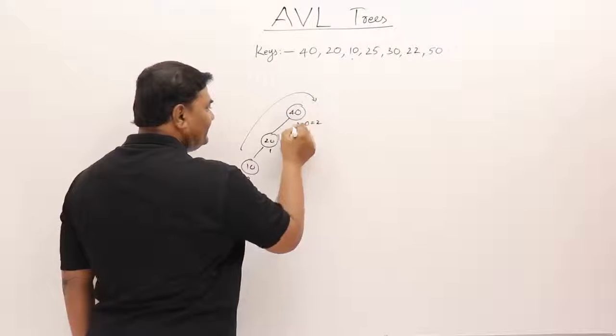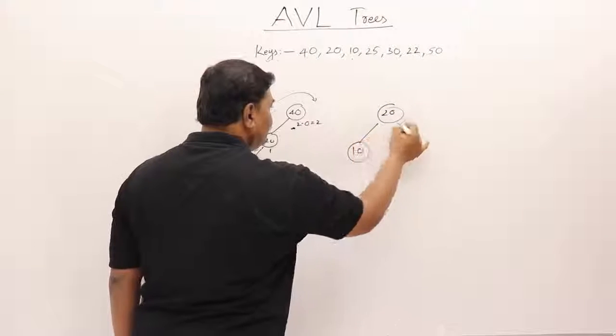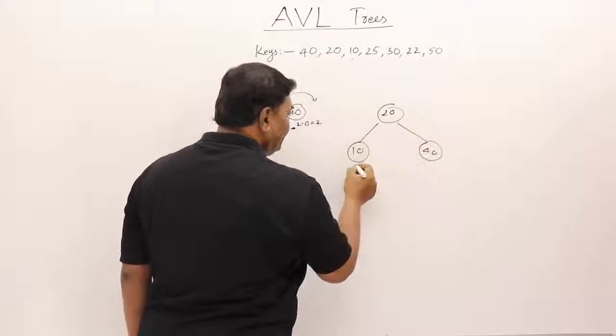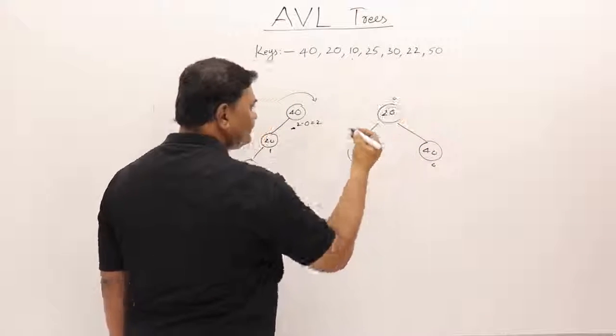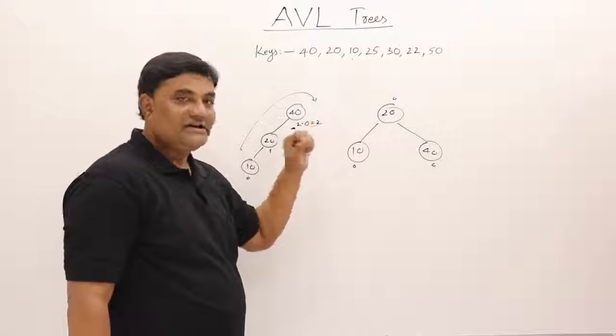LL rotation around this node. So 20 here, 10 this side, 40 here. And the balance factors are all zeros. Now it is balanced. I'll remove this and use that one.